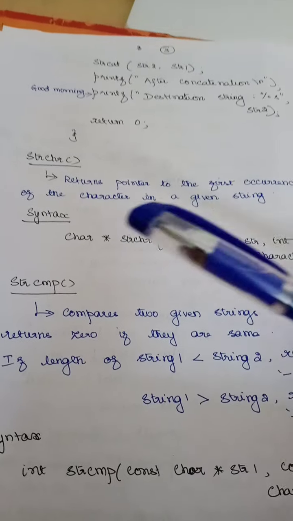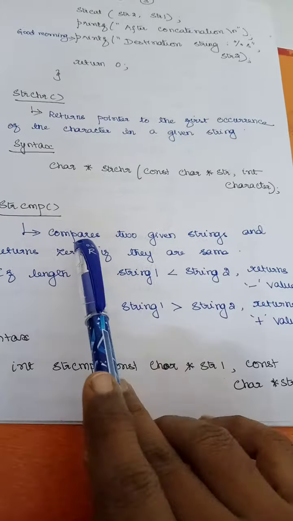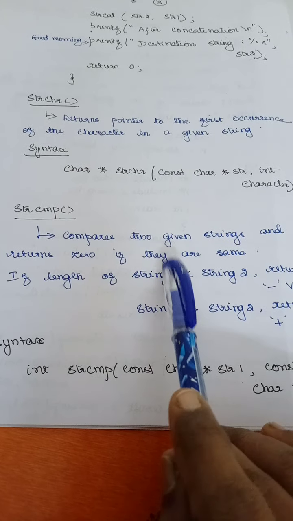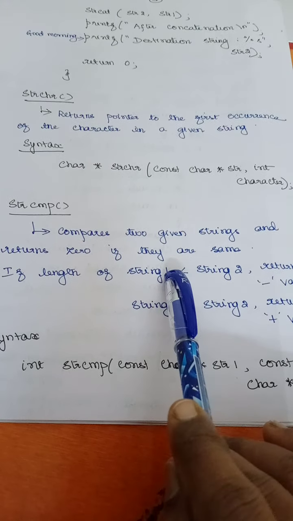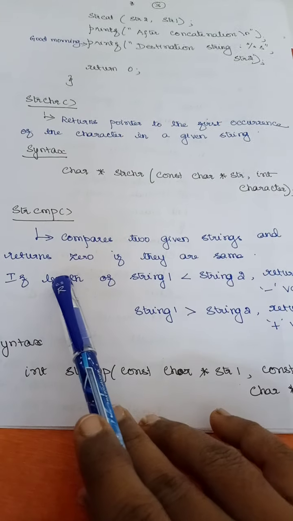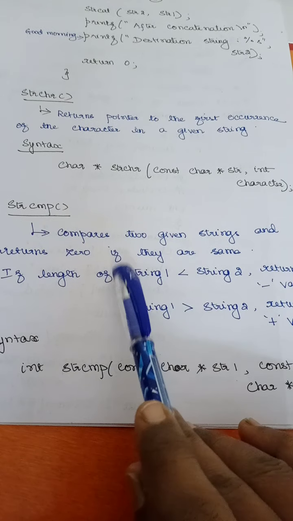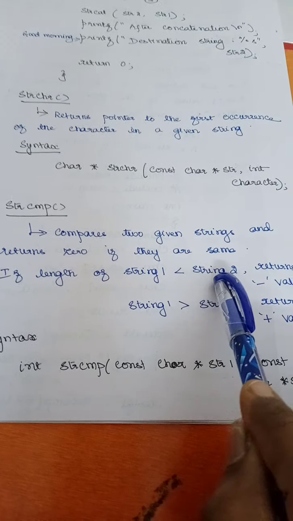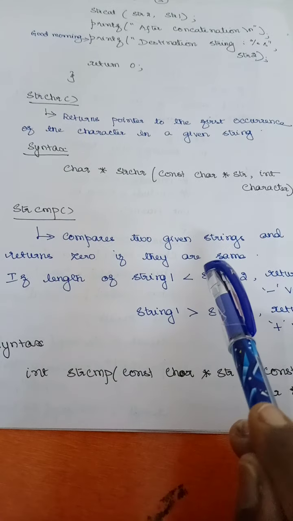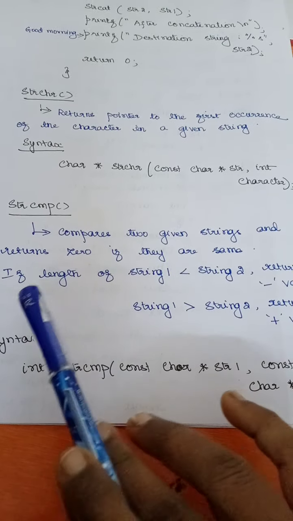Now we'll move on to string compare. Compare is nothing but comparing whether two given strings are equal, or whether one string is less or one string is greater. It will compare the two given strings and return 0 if they are equal. And this is going to be case sensitive. If I have a capital A and a small a, they are considered different in string compare, and capital A and small a are not the same.